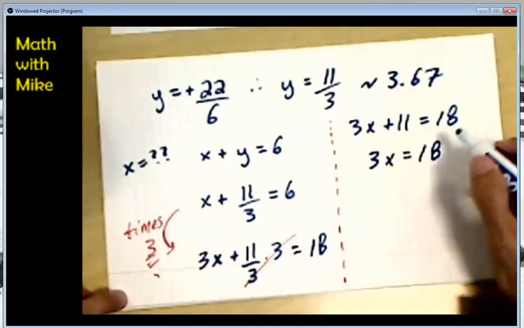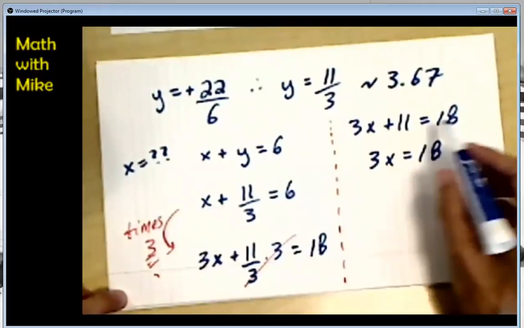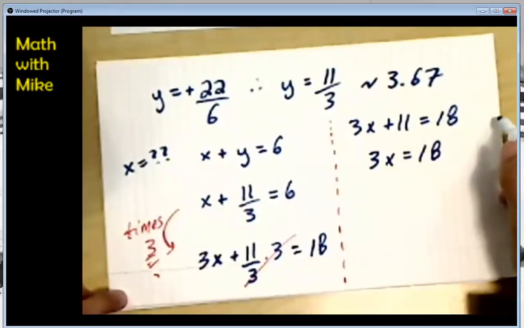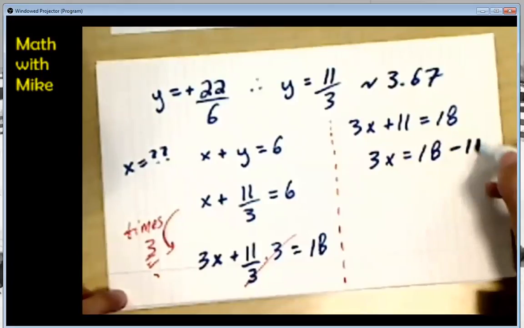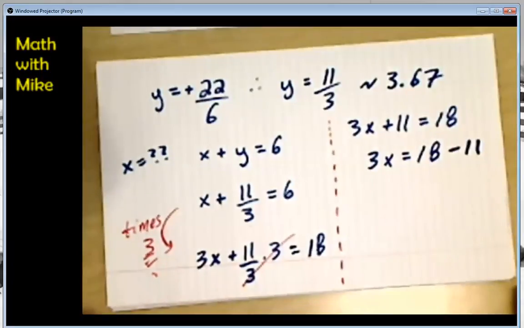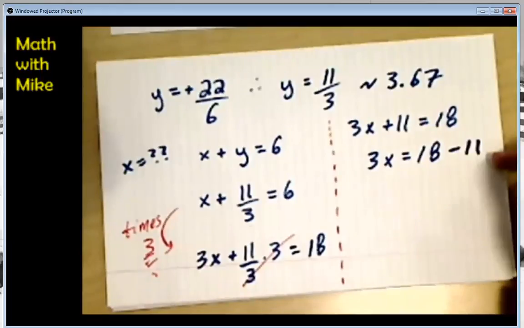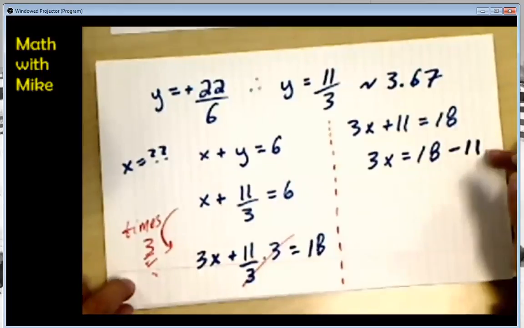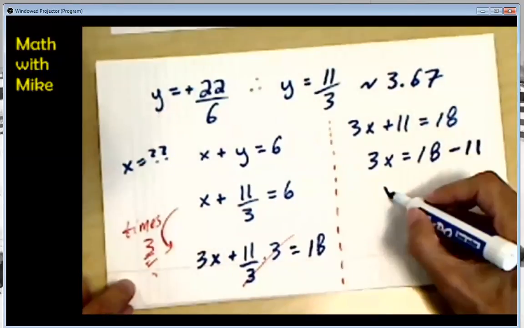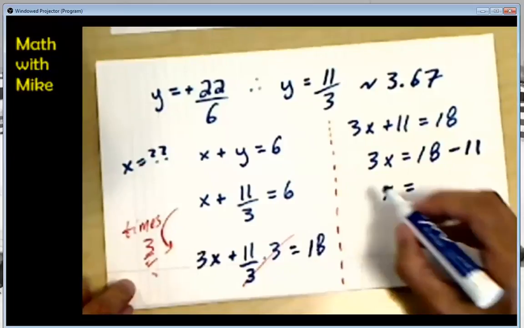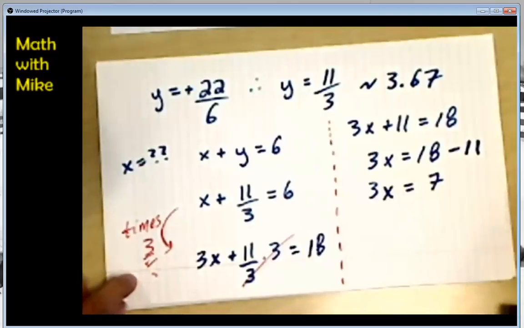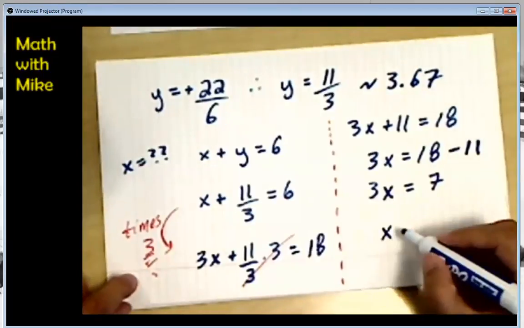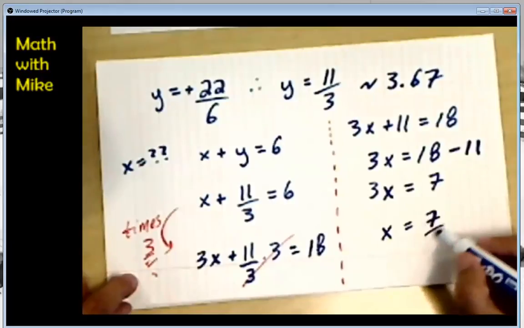Be careful with this. Remember, you're watching the signs in front, right? So when the 11 goes over, it's a plus on this side, so that means it's minus 11 on that side. Okay, a couple people got this backwards. They wrote 11 minus 18 or something like that. So got to watch this step. What do we get? Nice numbers yet? No, still weird, right? Yeah. 7. So x is equal to 7 over 3.